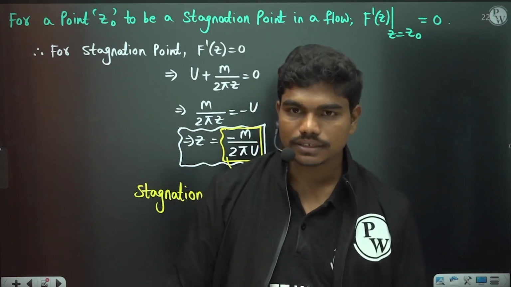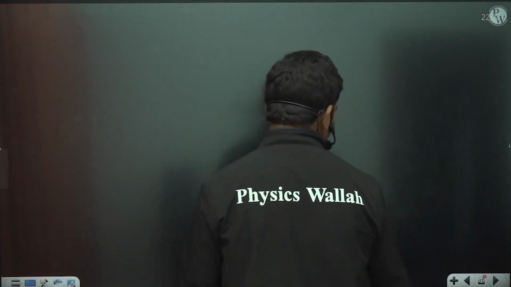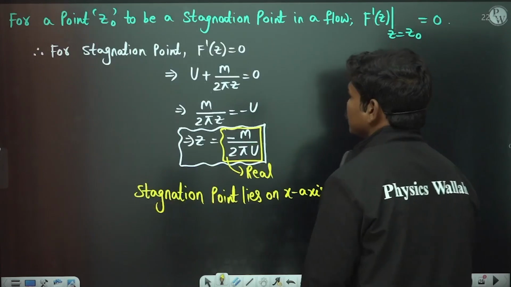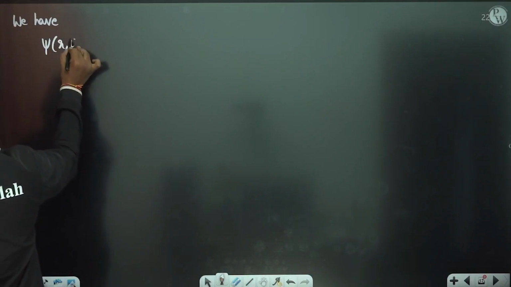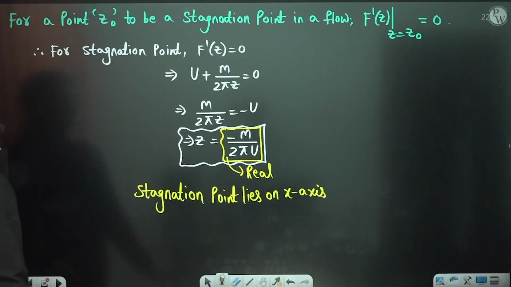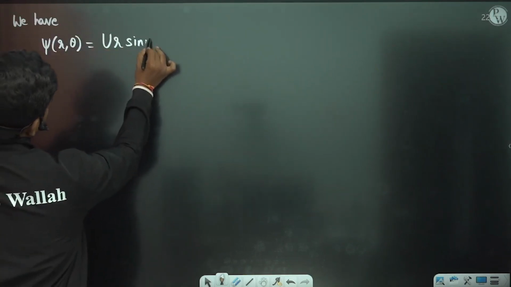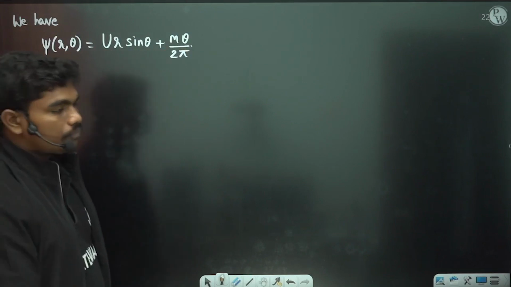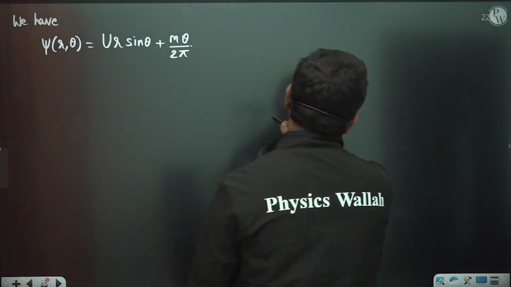Now let us see how the streamlines actually look. The stream function psi of r comma theta at any location is given by u r sin theta plus m theta by 2 pi. Now let us take, for example, x and y coordinate systems, which is generally the polar coordinate case also.